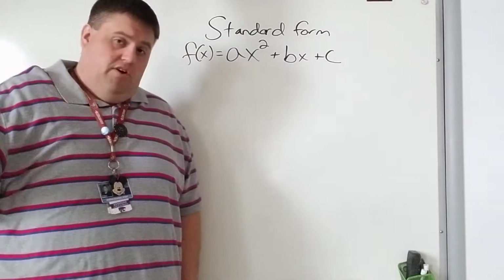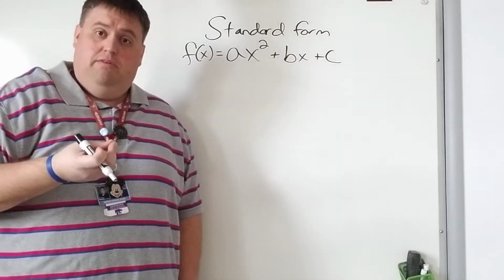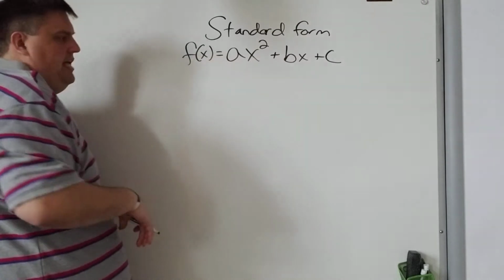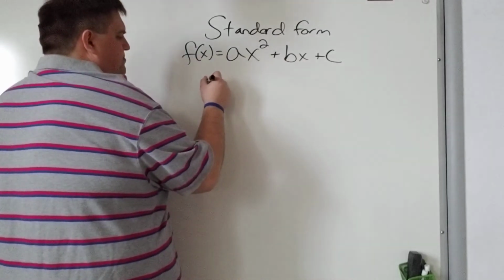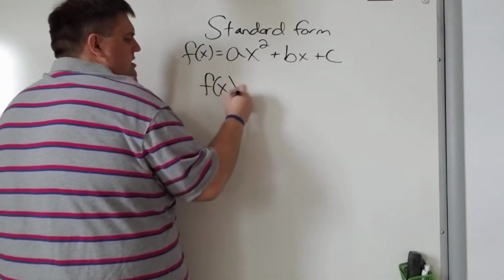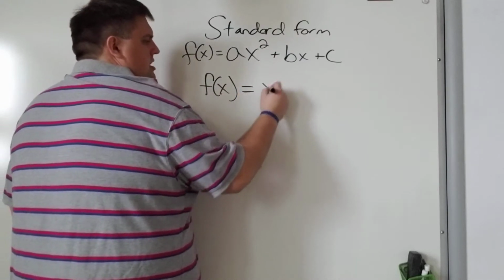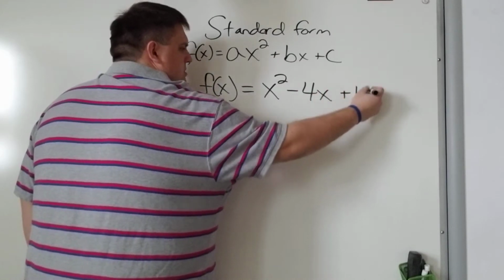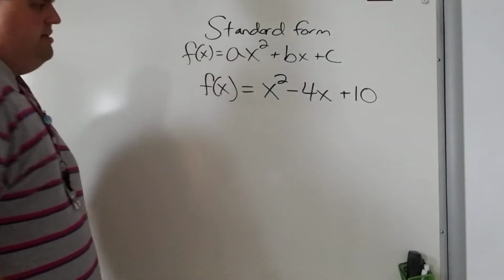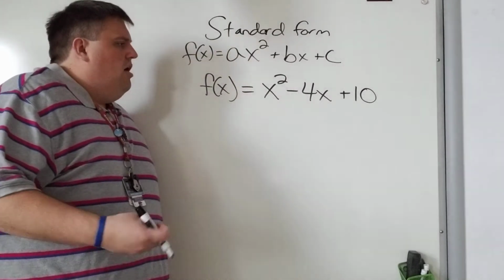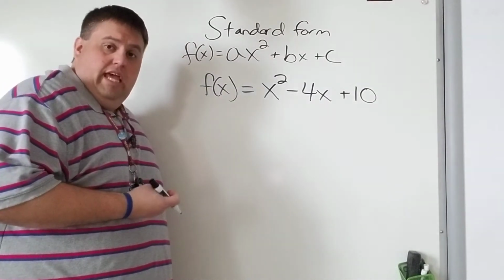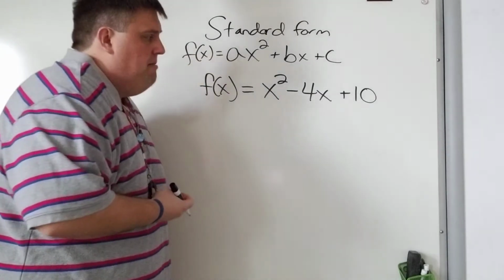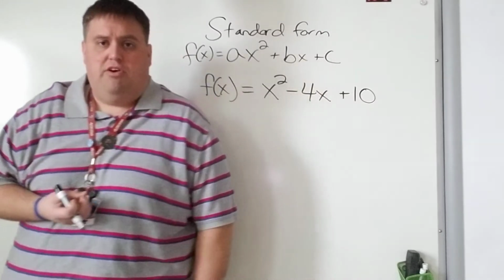Because in vertex form, obviously, that's very helpful because it tells me where my vertex is. But standard form, not necessarily the case. So let's say you had something like f of x equals x squared minus 4x plus 10 or something like that, right? All of these things are still going to help us kind of to figure out where our graph is supposed to be, but it's not going to be quite as easy as it was with vertex form.